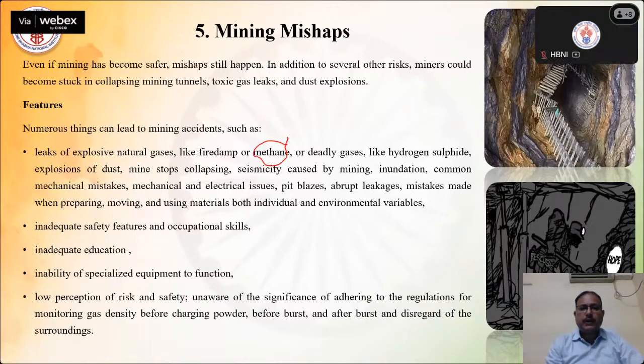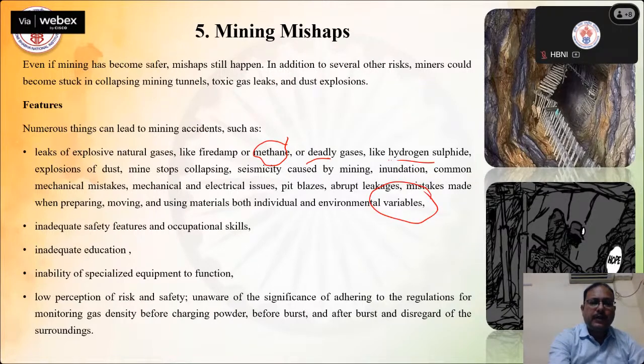It is a major contributor, along with deadly gases like hydrogen sulfide, dust explosions, mine stopes collapsing, seismicity caused by mining, inundation, common mechanical mistakes, mechanical and electrical issues, pit blazes, abrupt leakages, and mistakes made when preparing, moving, and using materials. Both individual and environmental variables are also there. So you can say the contribution of n number of things can lead to a mining incident.